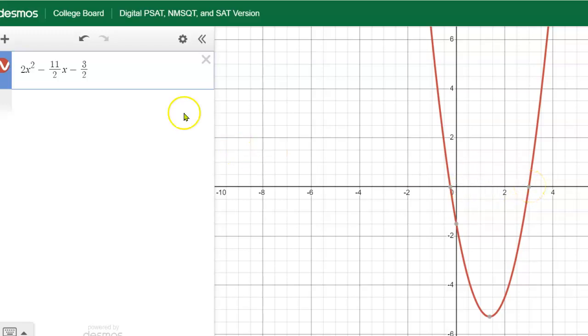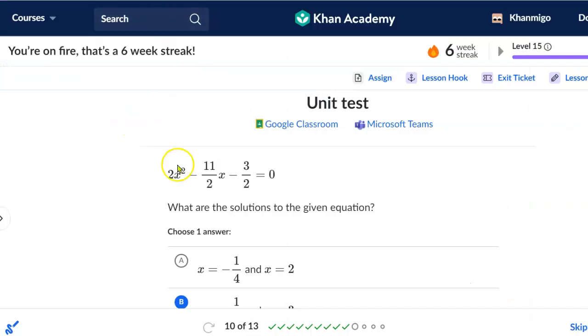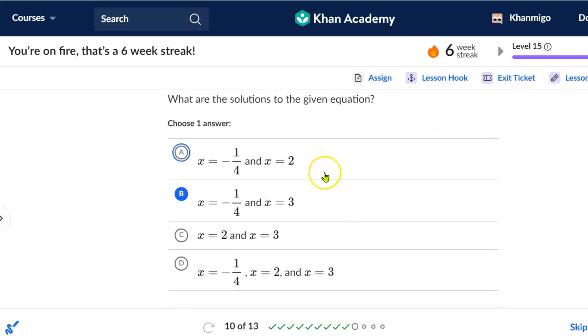Much easier. Okay. It's not that hard either way. Once you multiply by 2 to get rid of the fractions, it's not hard to factor it, but I still would go with the calculator. Anyway, the answer is going to be B.